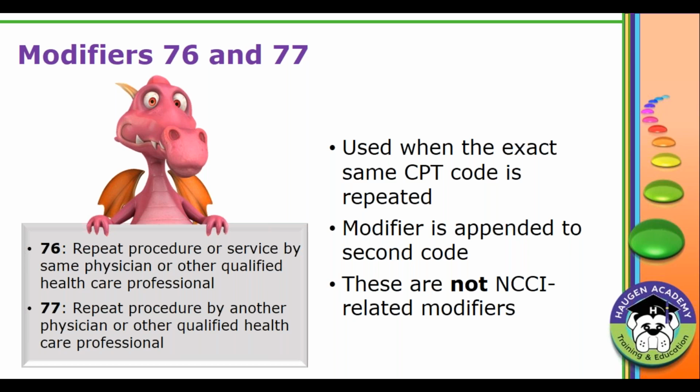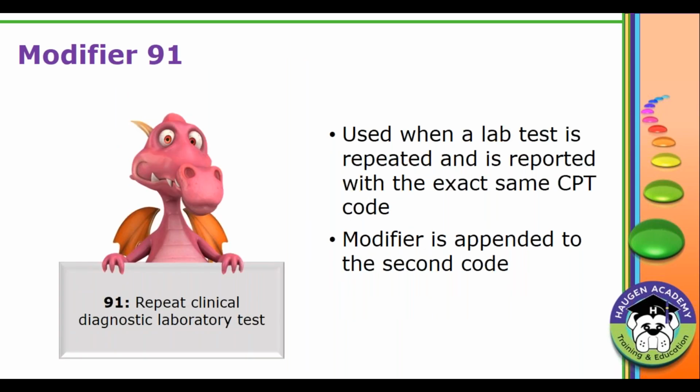Modifiers 76 and 77 are not NCCI related modifiers. They do not satisfy CCI edits. And when you report a CPT code twice, it doesn't generate a CCI edit. It just kind of looks like a duplicate billing to the insurer. So, modifiers 76 and 77.